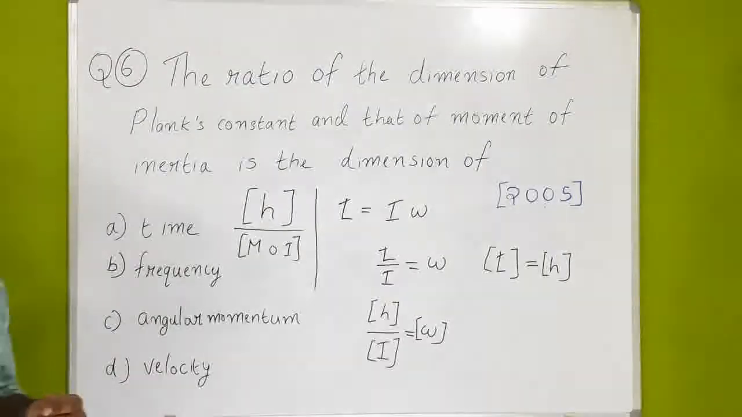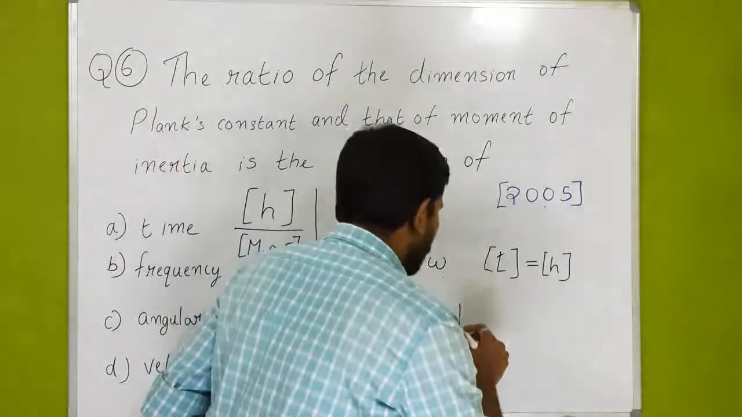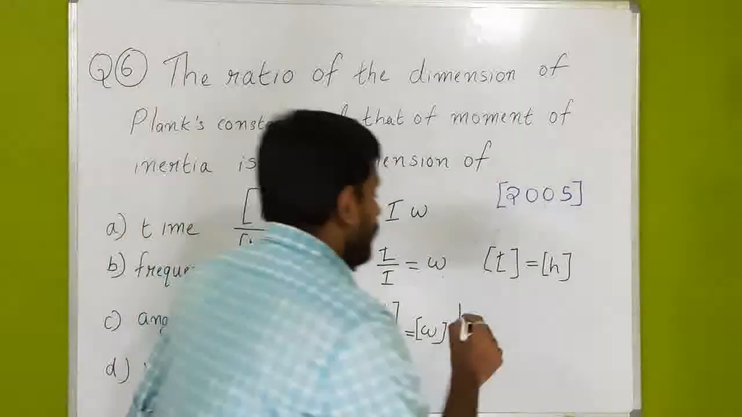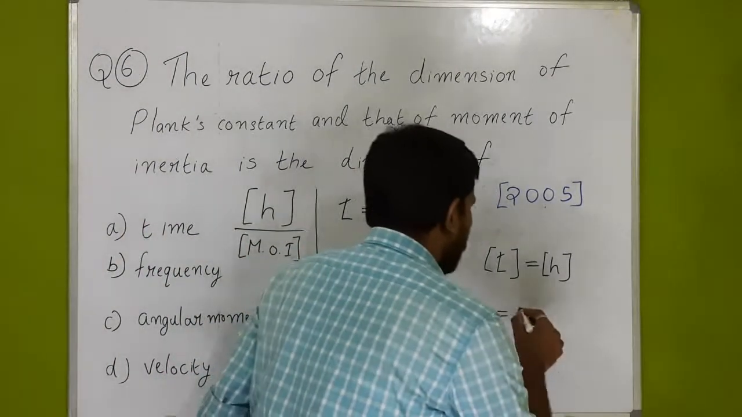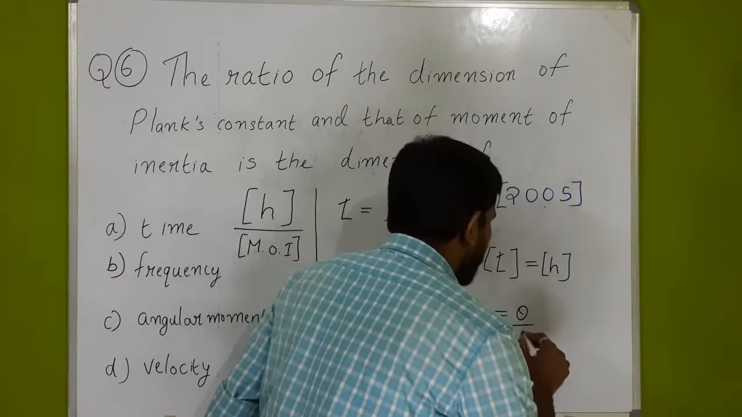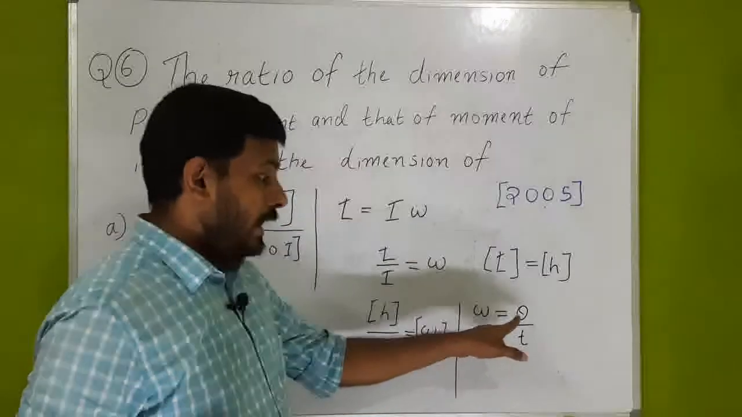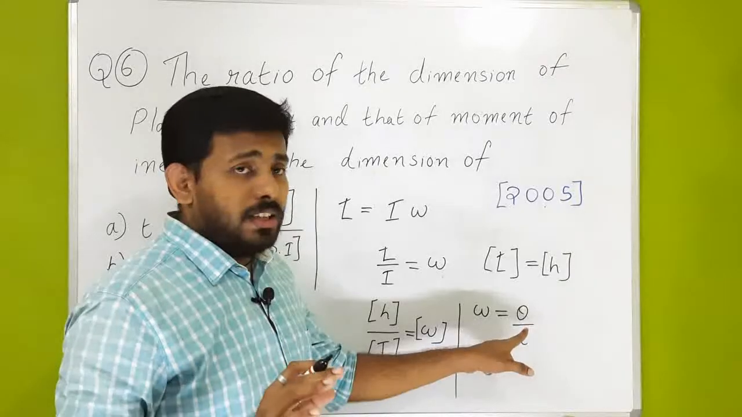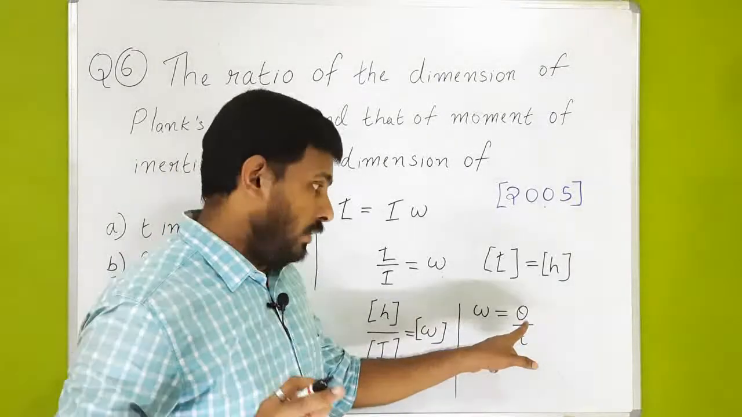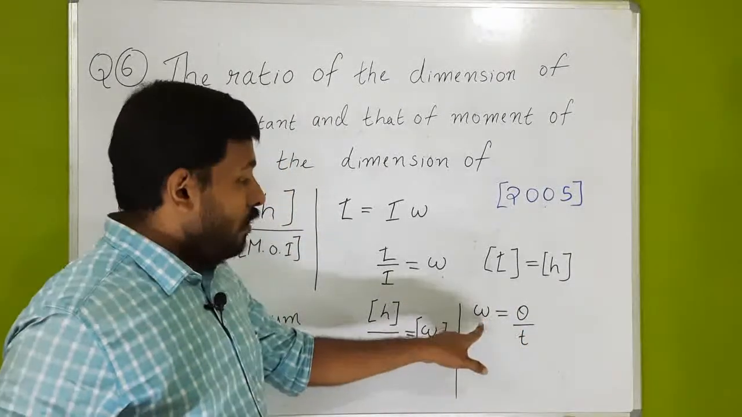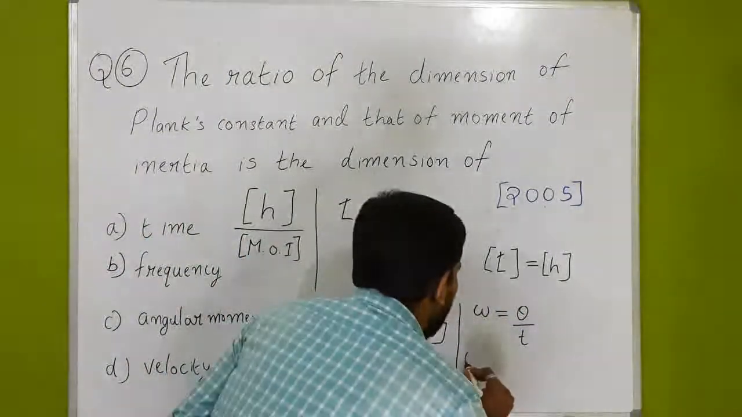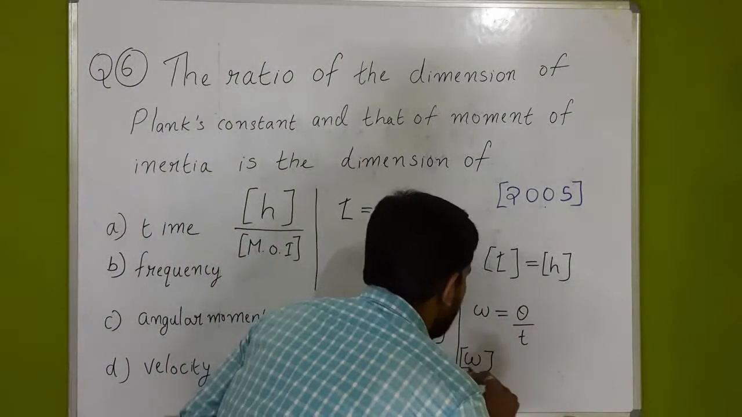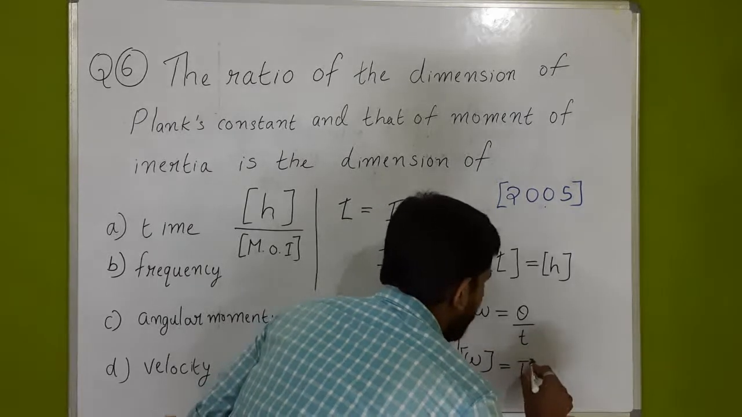So now, what is the dimension of angular frequency? Angular frequency omega is equal to theta by t. The theta is in radians. It does not have any dimensions, but it has a unit. Therefore, omega is equal to 1 by t. Therefore, the dimension of omega is equal to t inverse.